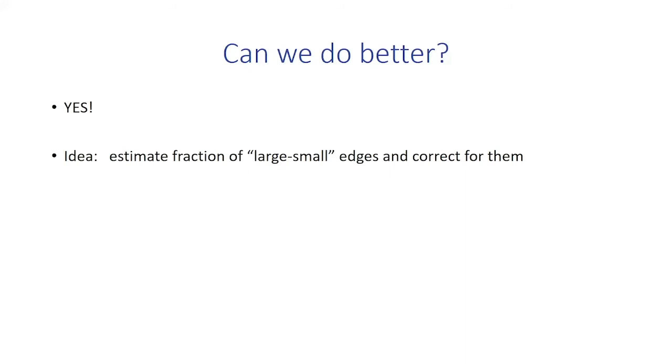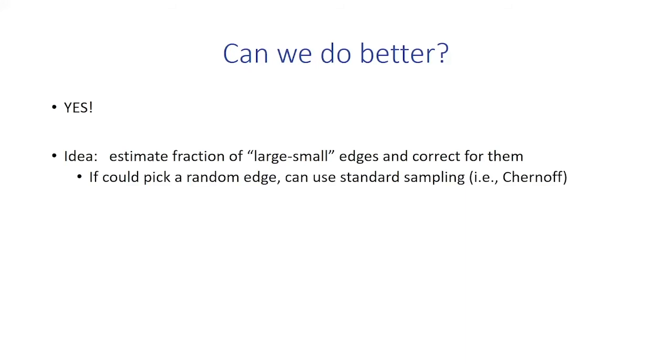When you toss a coin and decide with what probability to accept it. Yes, there's a rejection sampling idea here. So you can do it with rejection sampling. All you need to be able to do is pick a random edge. And then, if you can pick a random edge, you can just do standard sampling.